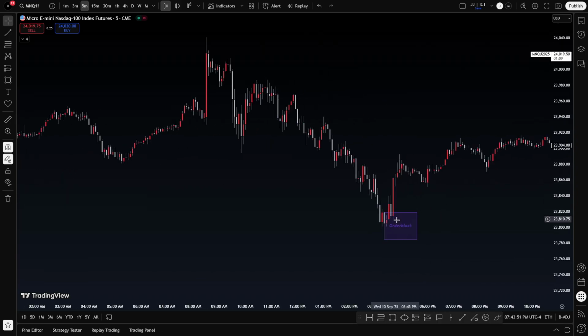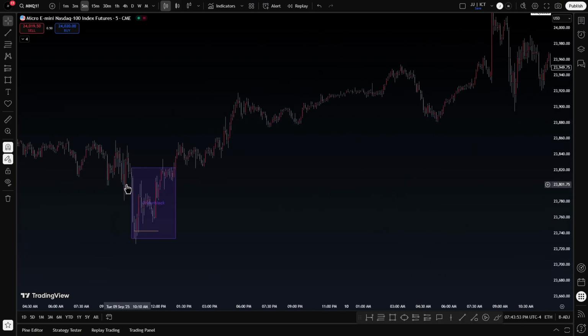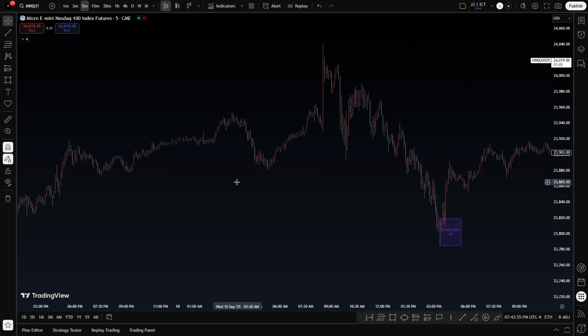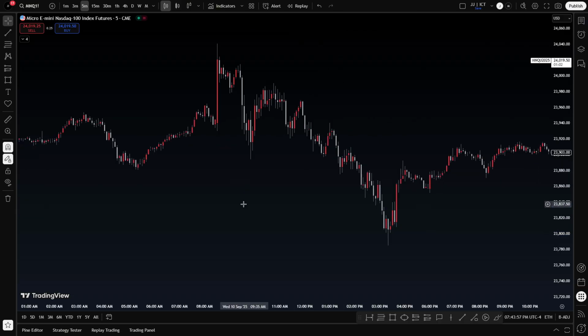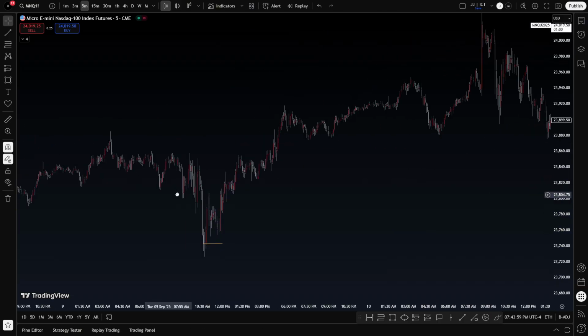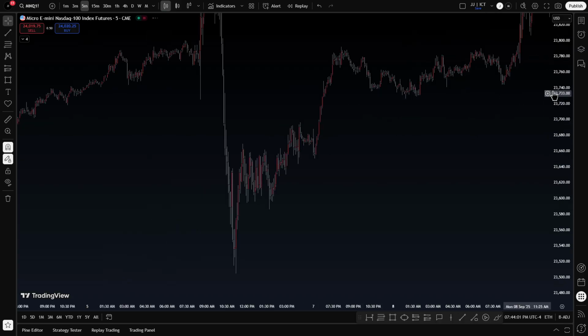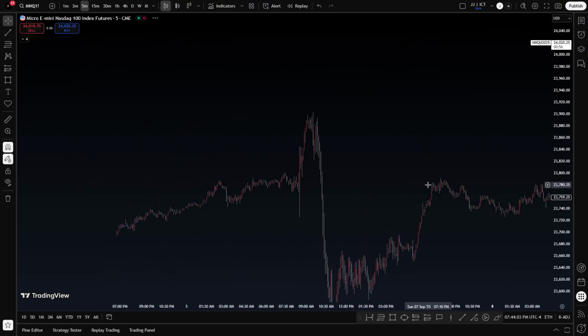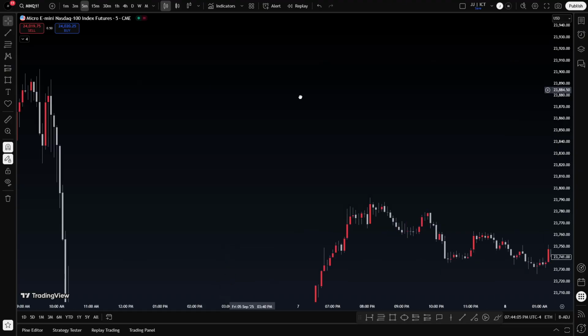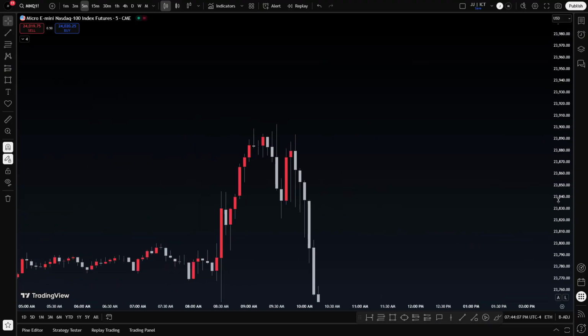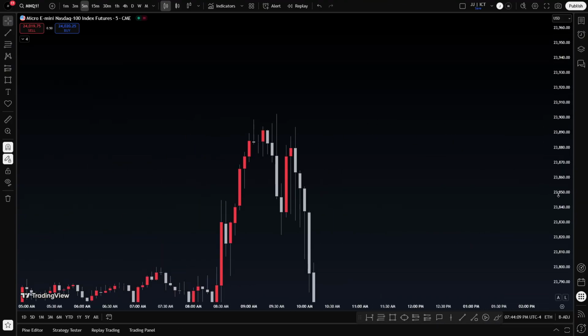But anyway, that is a singular. And this is a consecutive order block. Pretty nice, isn't it? So now let's go over a bearish example of a consecutive and a singular order block. Alrighty. As you can see here, we have a singular bearish example right here.